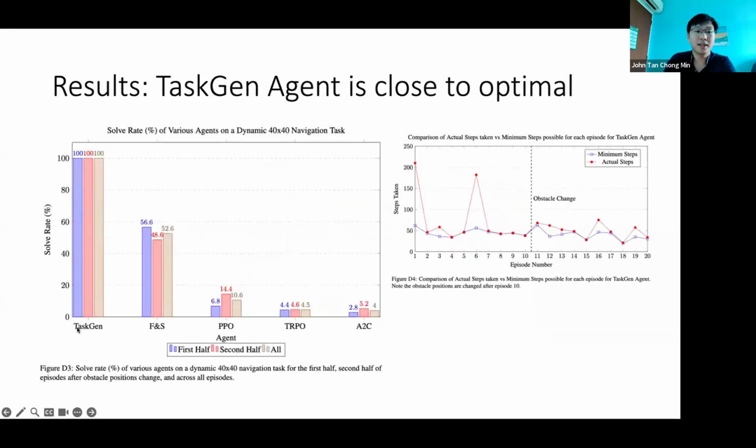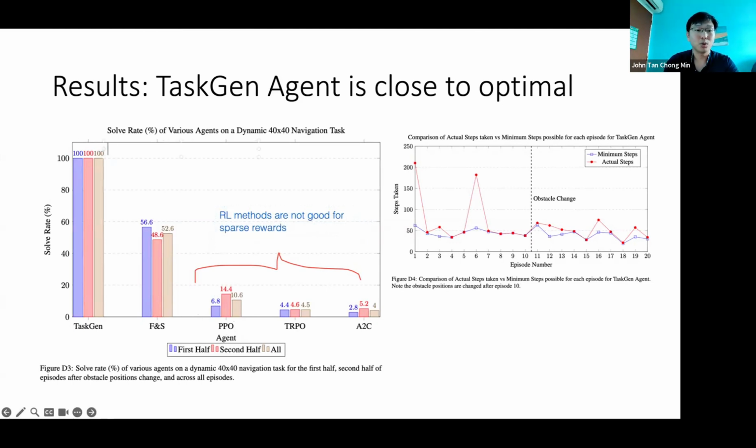So what are the results? Using TaskGen with the planner, I gave some few-shot examples of how to do it. It managed to solve the 40 by 40 very challenging environment all the time. In comparison, the prior methods that I did, like fast and slow, solve about half the time. And PPO, proximal policy optimization, one of the state of the art for this kind of navigation task, only solves it about 10% of the time. So you can see these are the RL methods, reinforcement learning methods, and they are not good for sparse rewards. It doesn't learn very well, especially for changing environments.